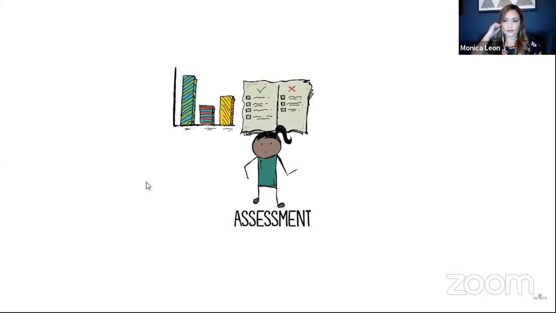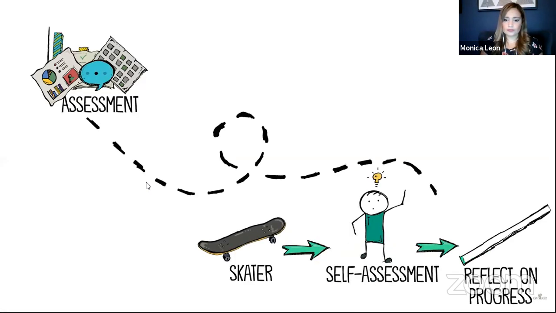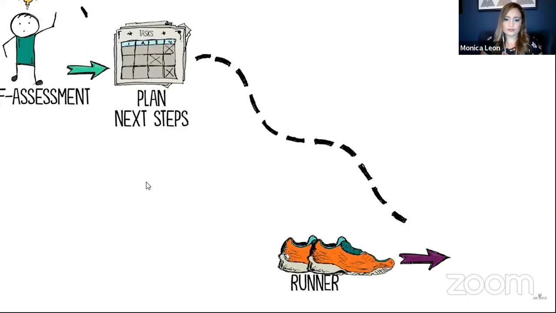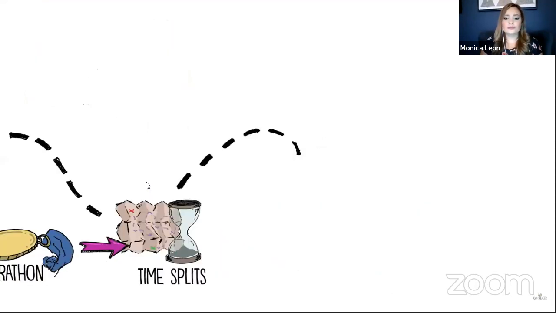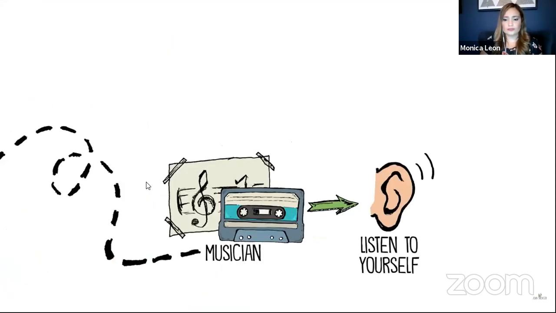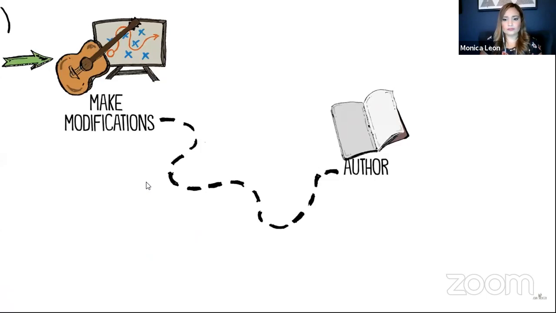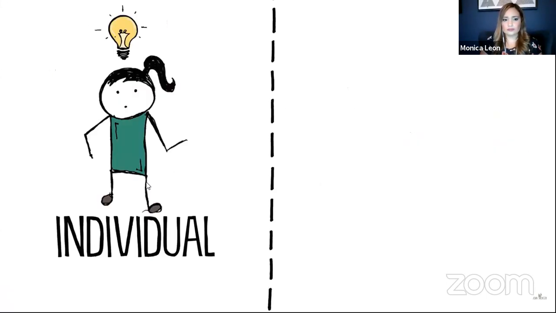Assessment is all around us. If you're a skater at a skate park, you're engaging in self-assessment every time you reflect on your progress and plan your next steps. If you're a runner training for a marathon, you look at time splits and compare it to your goals. If you're a musician, you're engaging in assessment every time you listen to yourself play and make modifications to your approach. As an author, you engage in self-assessment when you revise your work, and it's not always individual. Often assessment will happen in community.